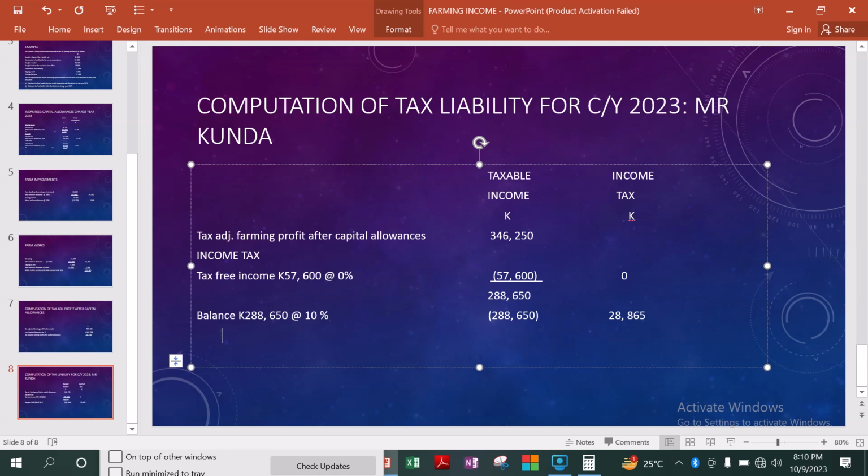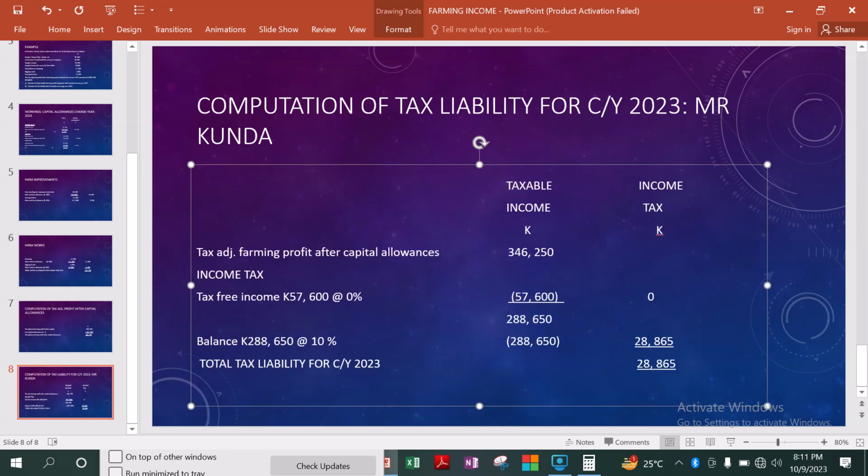So we have total tax liability for charge year 2023. In this particular case, we have only two values, 0 and 28,865. When you add, you still have 28,865. So that is the tax which this Mr. Kunda is supposed to be liable to pay for charge year 2023. Okay, so this is what I was geared to show you.